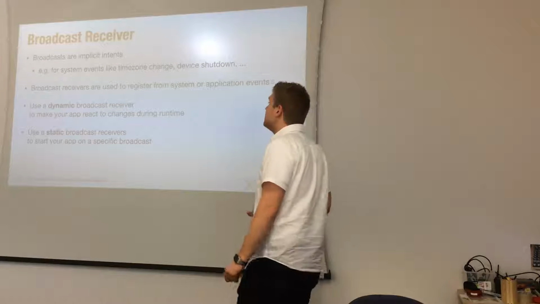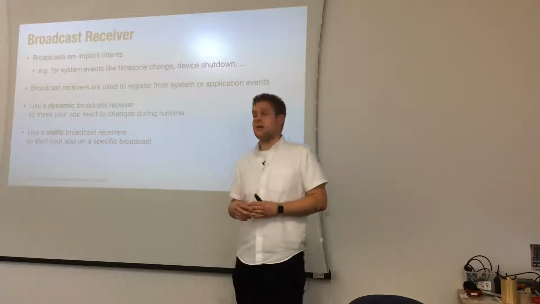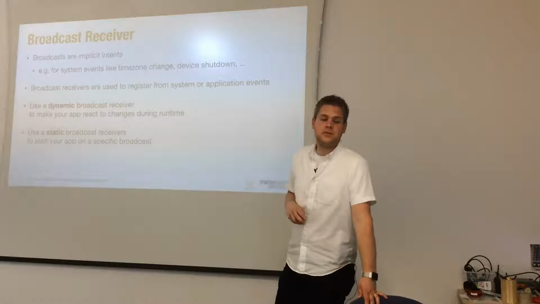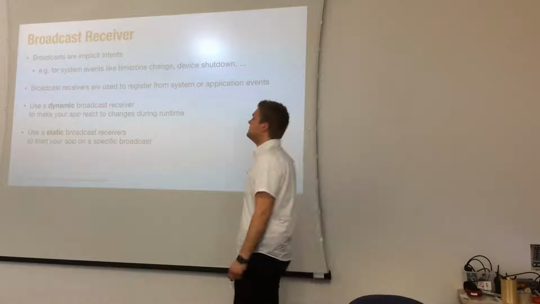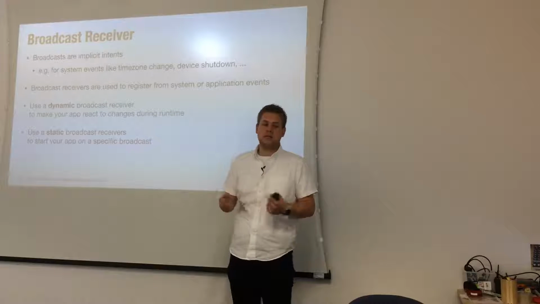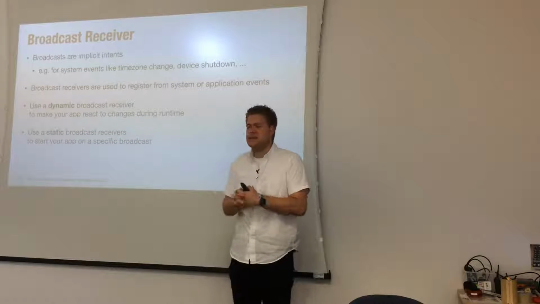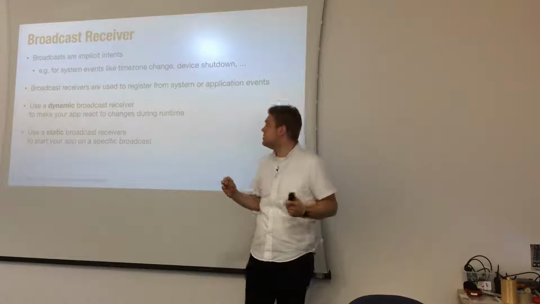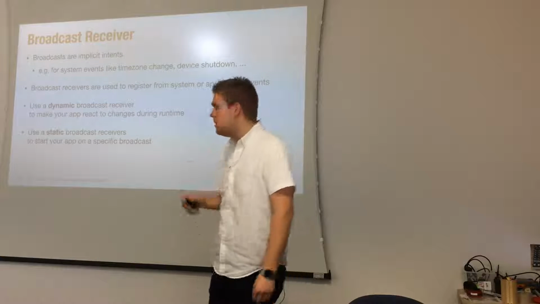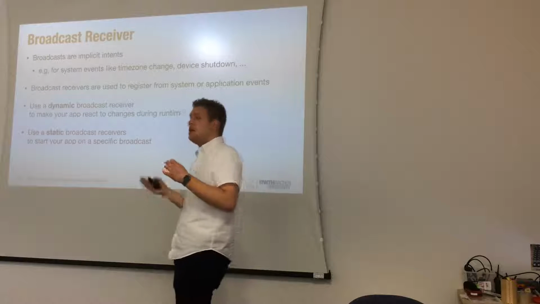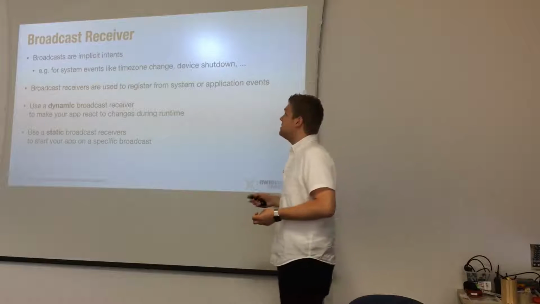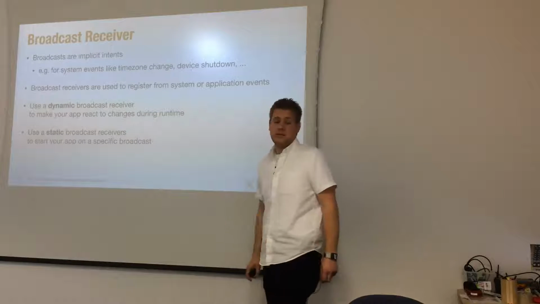We said there was more than just the activity, namely the broadcast receiver service and content providers as well. So what is a broadcast receiver? Broadcasts are in general implicit intents. As I said, say the Google Maps app says, I want to call somebody, here's the number, and it hopes somebody will react. And of course there are other events like the device shuts down or the battery is low, there's an incoming call, the time zone changes, whatever. And you can also react to these events.